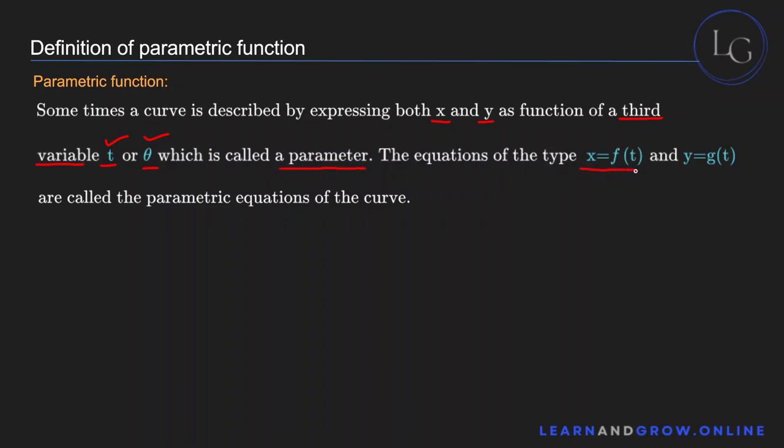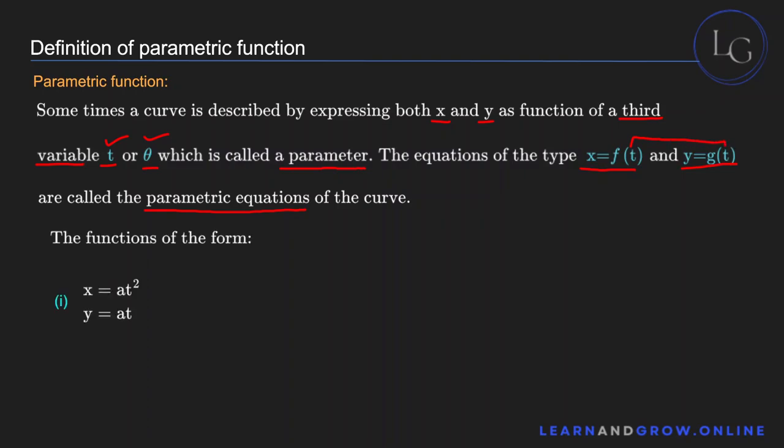Basically x is a function of time and y is also a function of time. And these are called the parametric equations of the curve. So both x and y are defined by a third variable, which is common to both x and y. In this case, it's time.